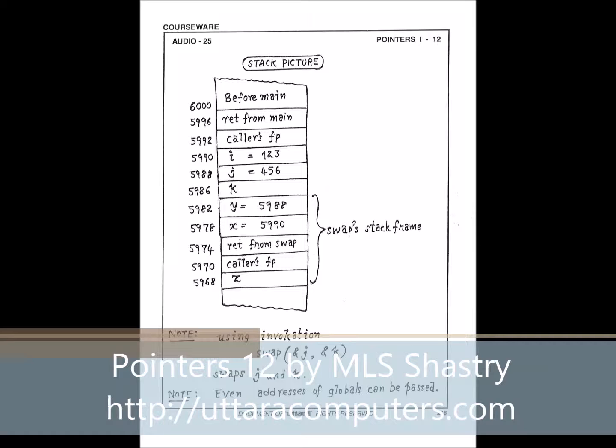So call, of course, is going to push the swap's return to caller. Is there any mistake there? Which address? No, sorry. Ampersand, you have to push in the reverse order. Ampersand j, you have to push first. I said j is at 5988. So I pushed it at 5988. Yes, this is a 4-byte value. k is 2 bytes, so it is 2 bytes behind, no?